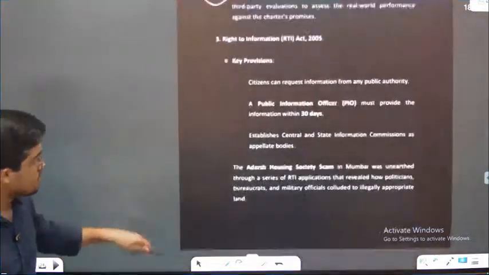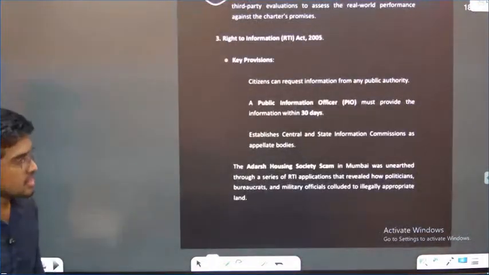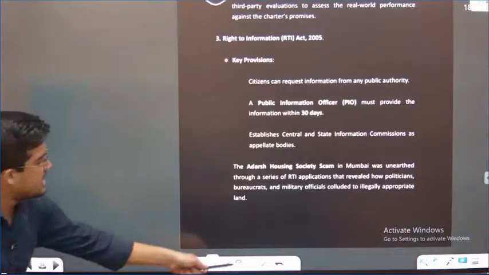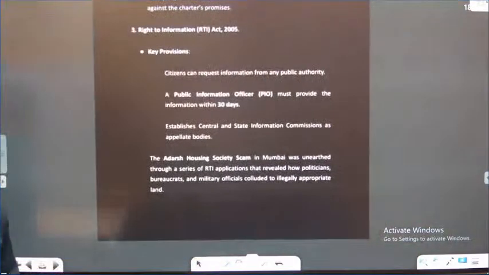Next, RTI Act. You all have some idea about RTI, I believe. What is RTI?